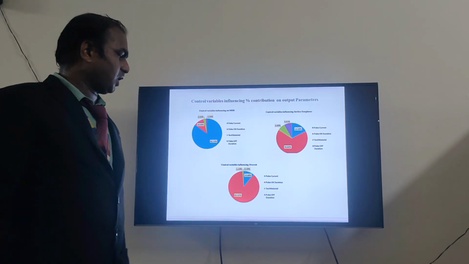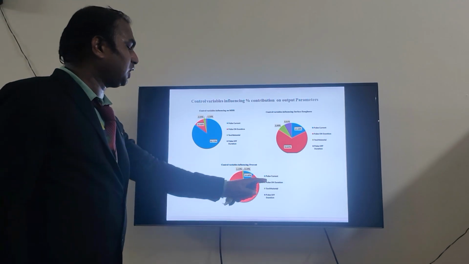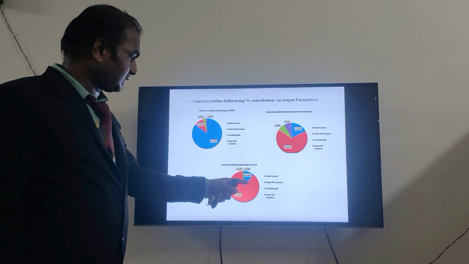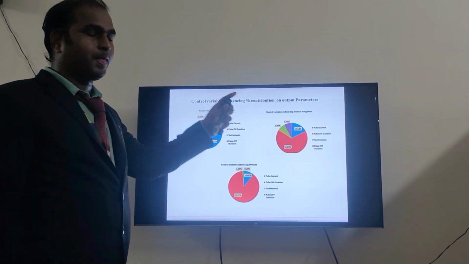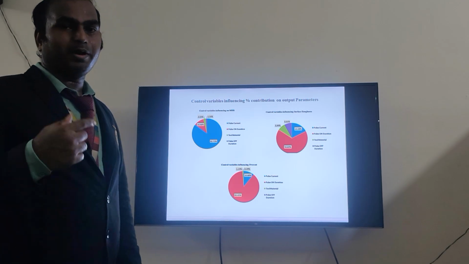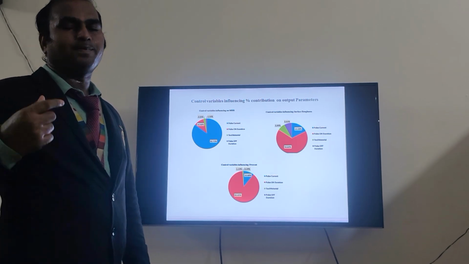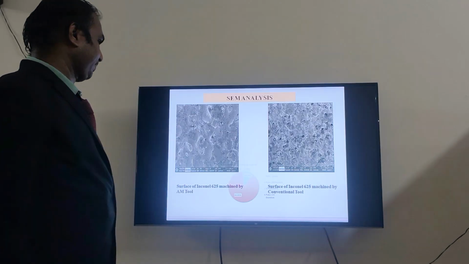The last one is the control variables influencing the overcut, where the pulse on duration is most influential, followed by pulse current, tool material and pulse off duration. So these are the overall contributing factors, taking the control input parameters against the three important output parameters: MRR, surface roughness and overcut.